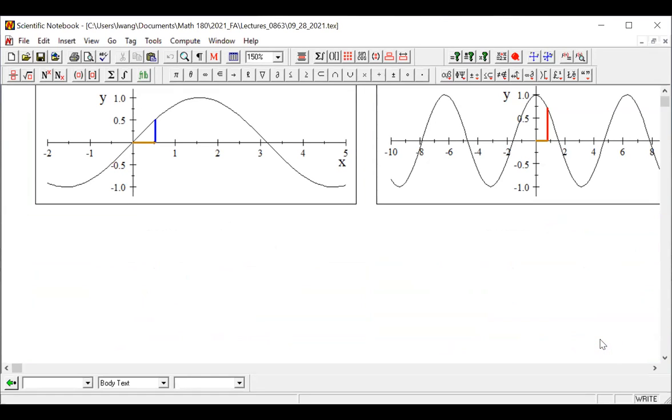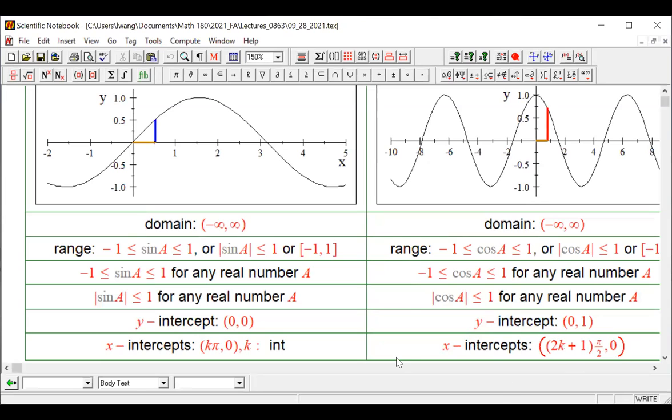2k plus 1, comma 0. Okay, so those are the x-intercepts. All right? Any questions so far?